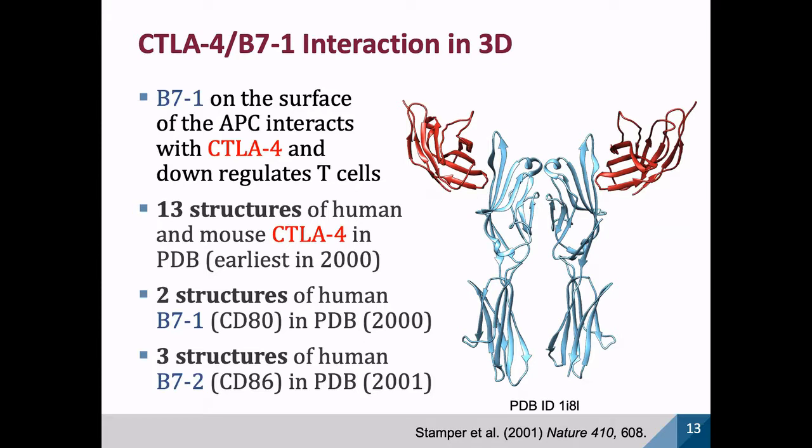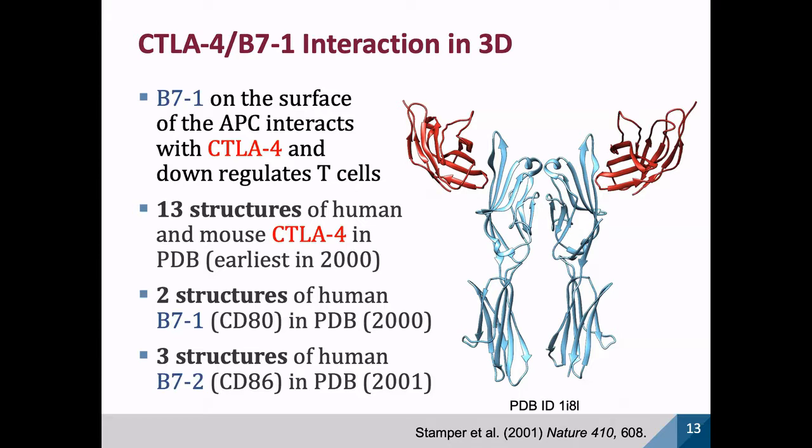And there's a host of structures of CTLA4 components, individual domains typically, in the PDB dating back from 2000. There are also a handful of structures of B7-1 and B7-2 in the PDB, again dating from around 2000, 2001. And one of these structures shown here actually captures the interaction of the B7-1 dimer with two molecules of CTLA4.